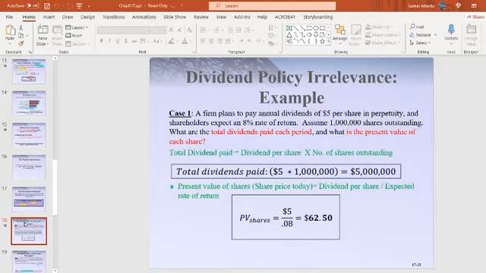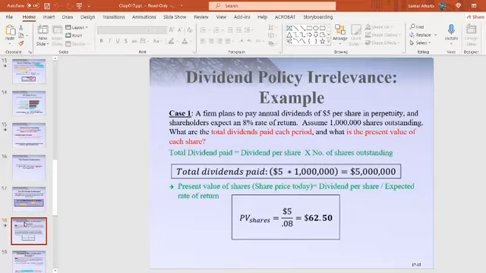And here we have one example. A firm plans to pay annual dividends of $5 per share in perpetuity. So this firm wants to pay $5 cash dividends forever. And shareholders expect an 8% return. Assume 1 million shares outstanding.